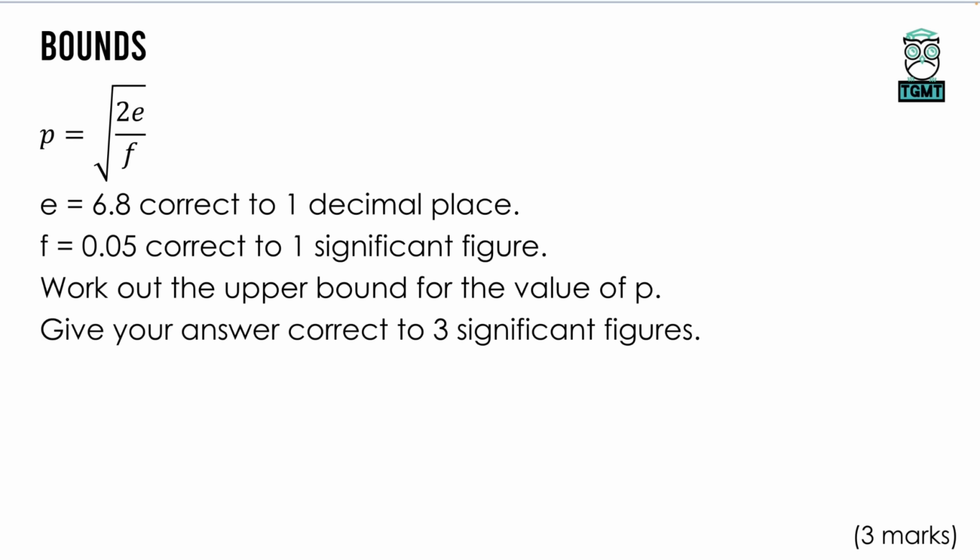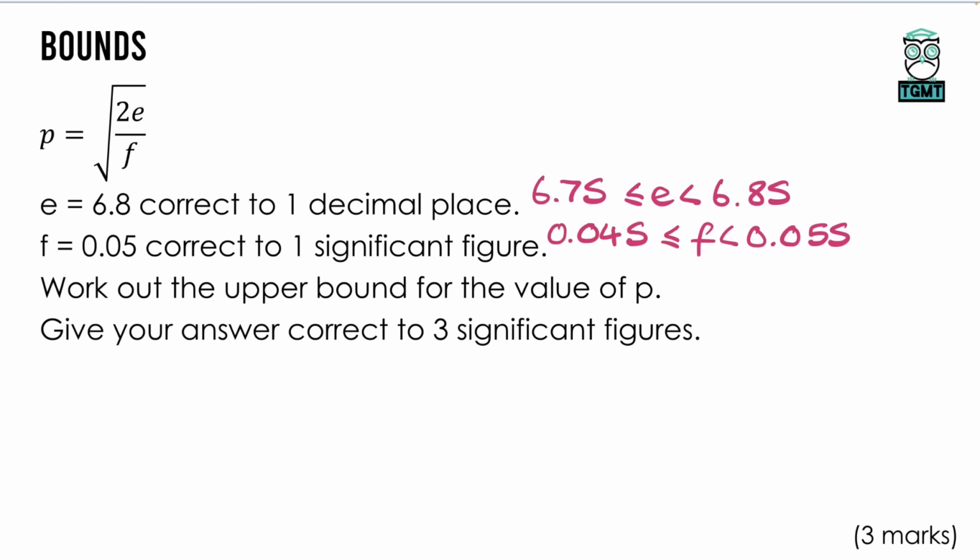So here, we have E is 6.8, correct to 1 decimal place, and using error intervals for that, E is therefore going to be between 6.85, adding that 5 on the end, and 6.75, and just dropping that down by 1 for the 8, and then sticking the 5 after it as well. For 0.05, not as nice actually to write the error interval for, but that's going to be 0.055 and 0.045. And there we go, there are our error intervals.